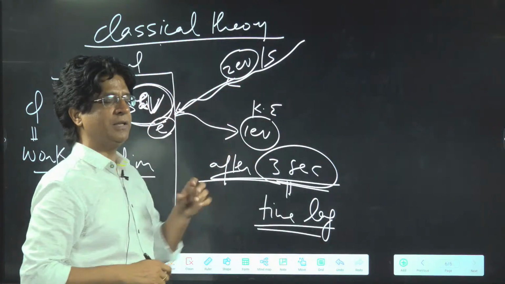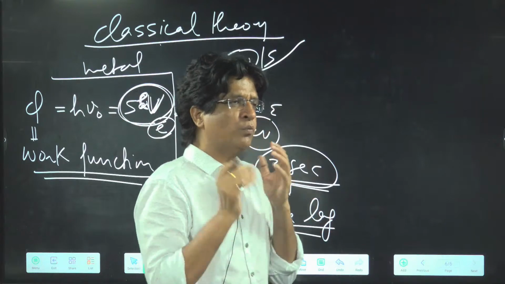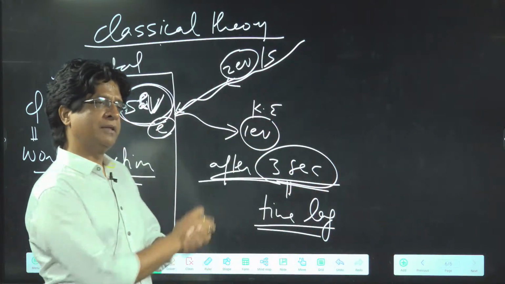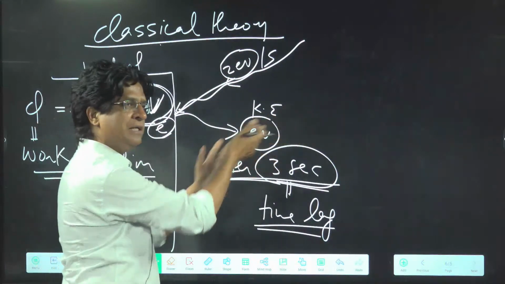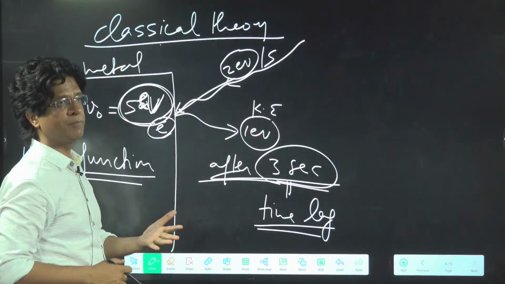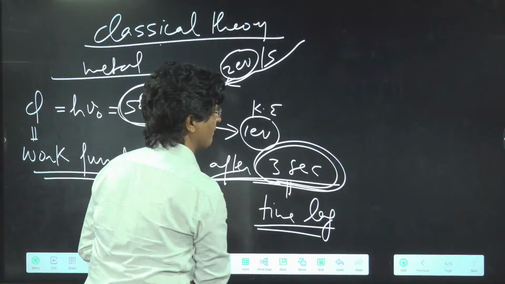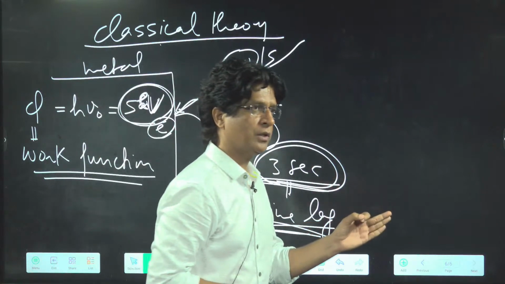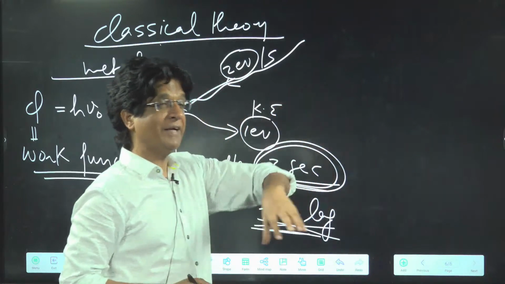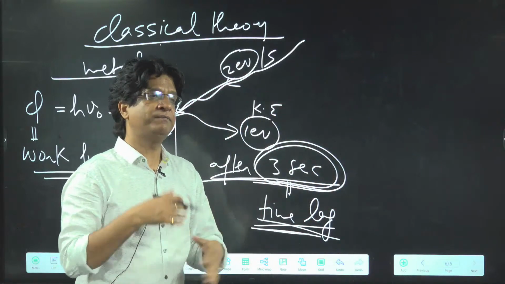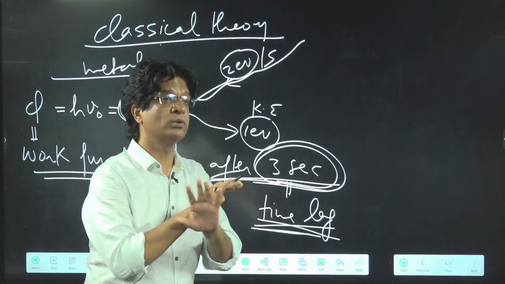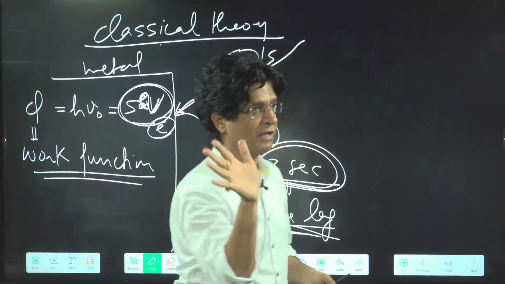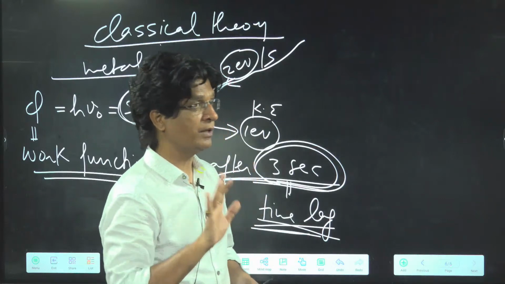According to these people, howsoever weak the energy of the photon is, it will be able to eject the electron after some time, if not immediately. This time taken for the ejection of the electron is called time lag. According to classical theory, this existed. But when the experiments were conducted, they found that there is no time lag. Either the electron will come out immediately or it will never come out.